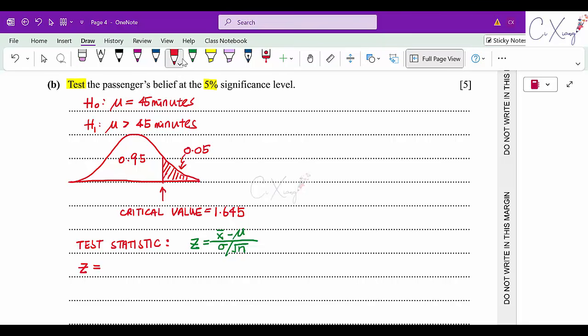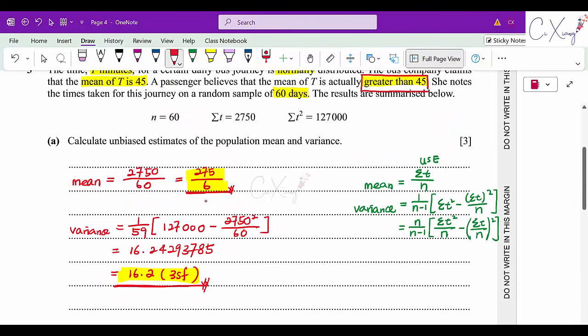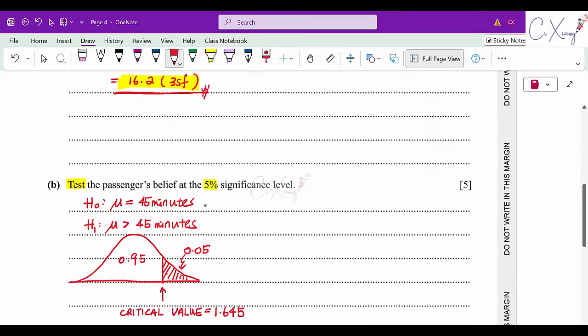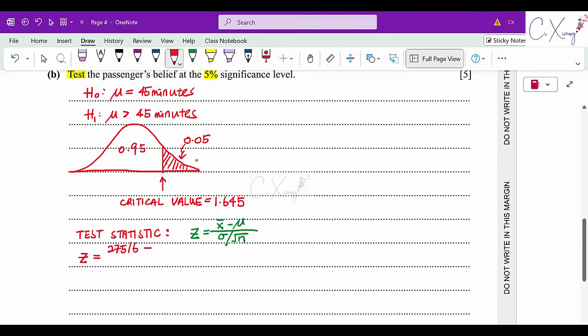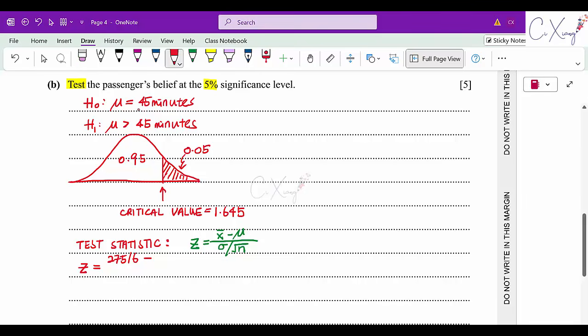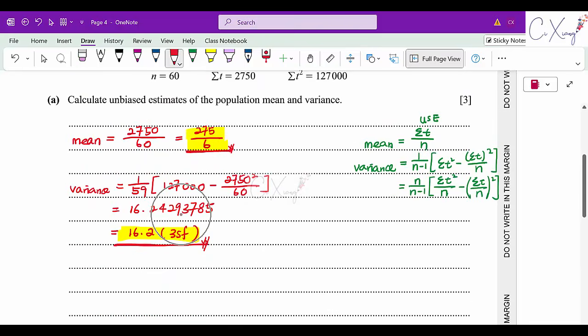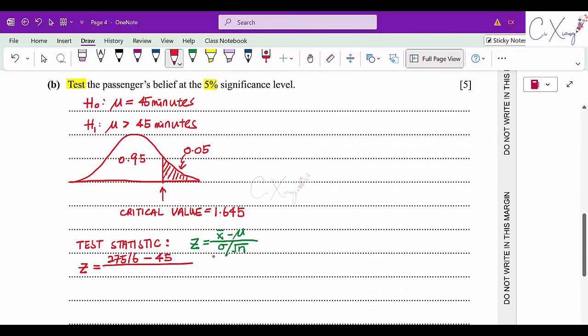Okay, what is my sample mean? Just now, we know that our sample mean is basically 275 over 6. So 275 over 6 minus the population mean that we want to test, which is 45, divided by standard deviation. For the standard deviation, I have to use this variance value, then make it become the standard deviation.